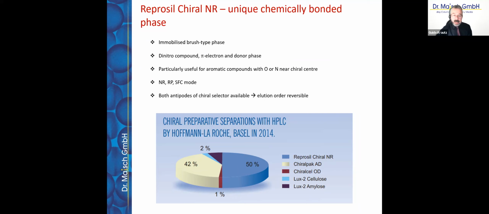This phase has been very successful at Hoffmann-La Roche. This is a study which they have published at an SFC conference. ReproSil Chiral NR separates about 50% of their analytes, followed by the other typical suspects such as Chiralpak AD and OD and the Lux Cellulose and Amylose 2.